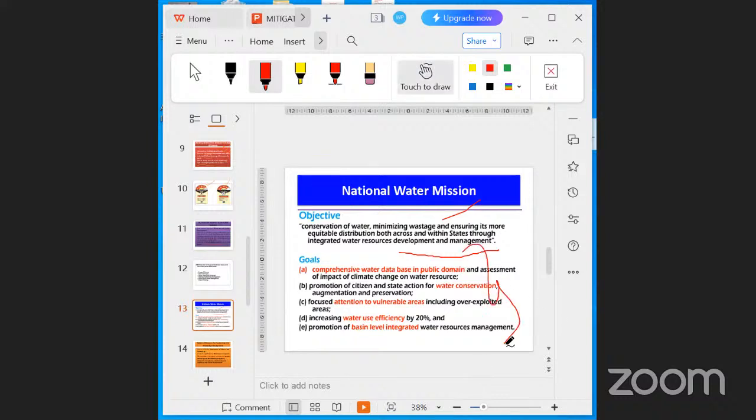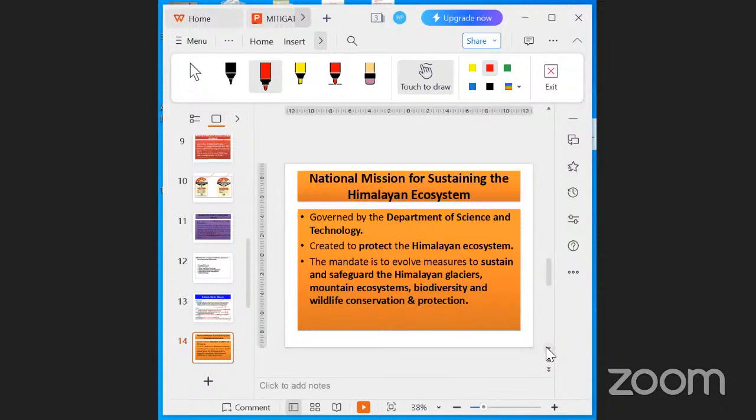Water resources. So it talks about increasing the efficiency of water usage by a minimum of 20%, right? You see, a minimum of 20%, and it will be done using different technologies as well as awareness among different sectors of people who are using water in their daily life. So this is the National Water Mission.